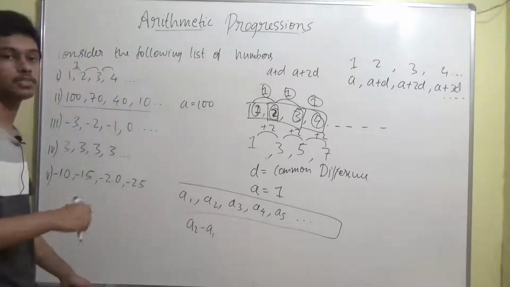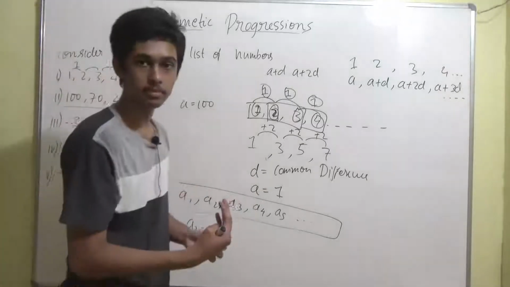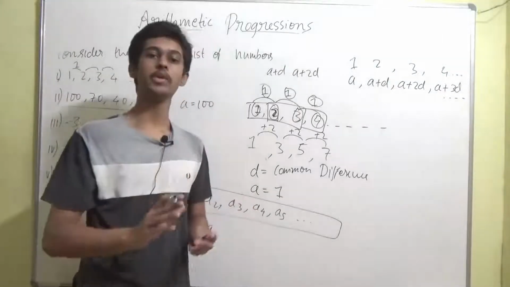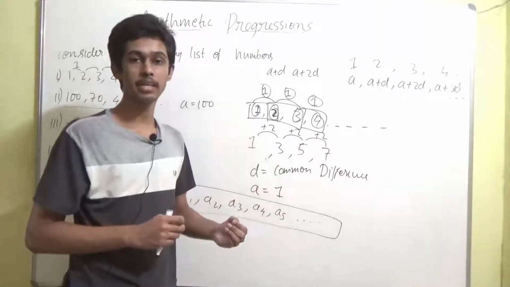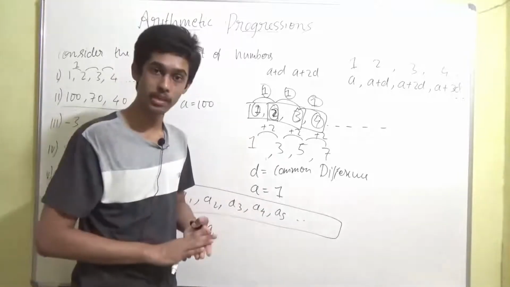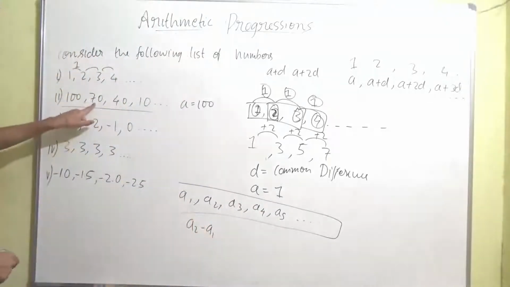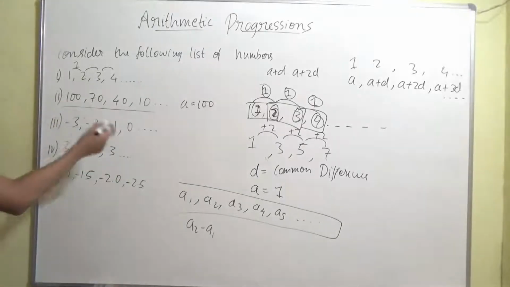Not just second term minus first term, also the third term minus second term. Any succeeding and preceding terms, if you subtract them, you are going to get the value of D. That is the succeeding term minus the preceding term of any two pairs. So D from here you will get by 70 minus 100, succeeding minus preceding, that is A2 minus A1.